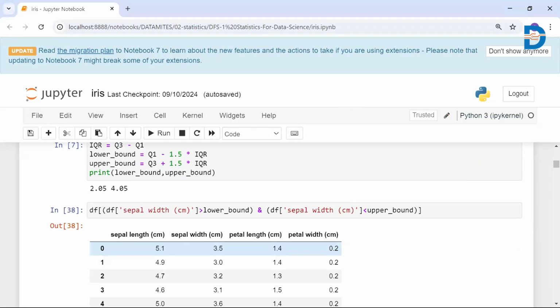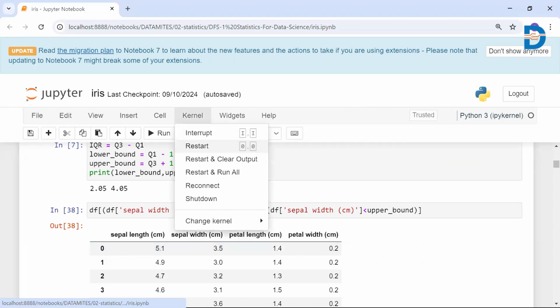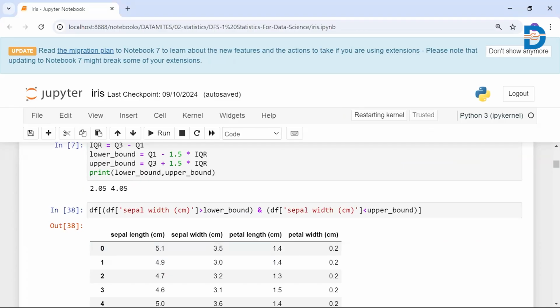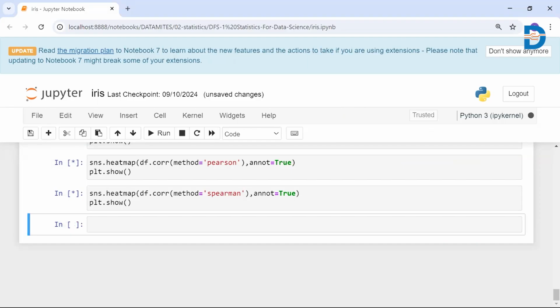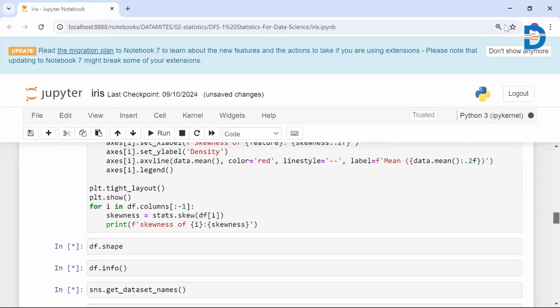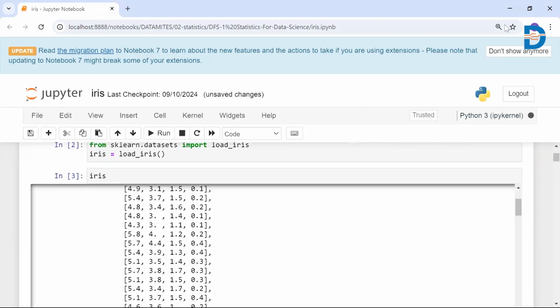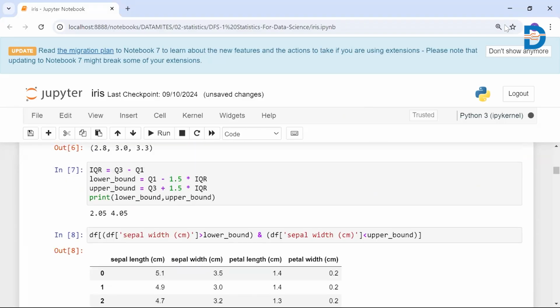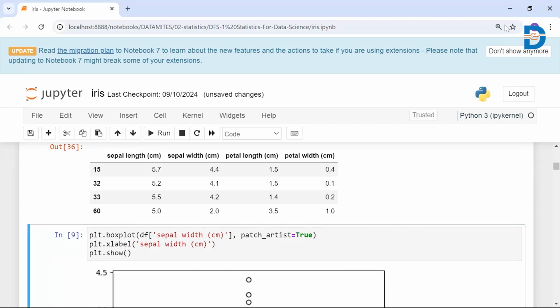So in order to remove those outlier data, first let me restart the kernel. So here, let us find what the outlier data in sepal width are. We are going to apply the condition: df of sepal width lesser than the lower bound, or the value higher than the upper bound are considered outliers, right? So there are totally 4 outliers considering the sepal width.